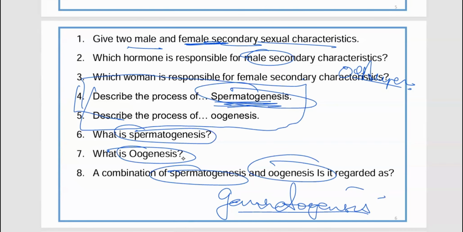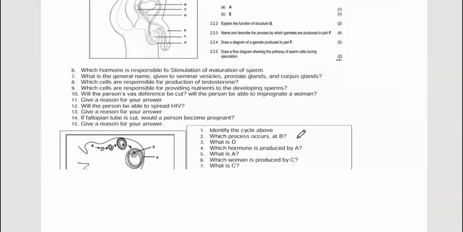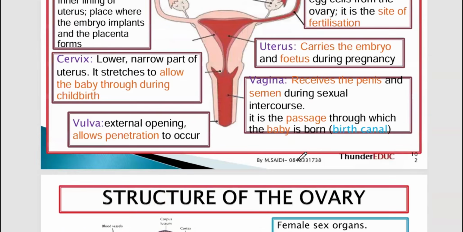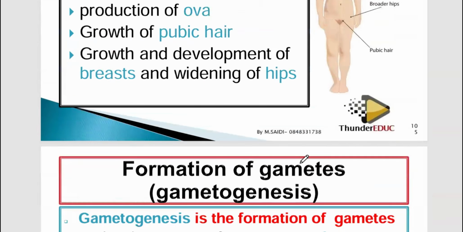For the case of sperms, you tell us: under the influence of testosterone, the diploid cells in the seminiferous tube would undergo meiosis to form 4 haploid sperm cells. That's what we want. We don't want more than that. Other books talk about a lot.